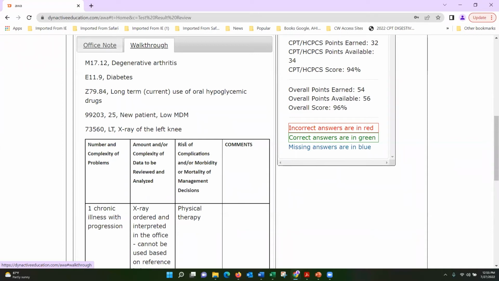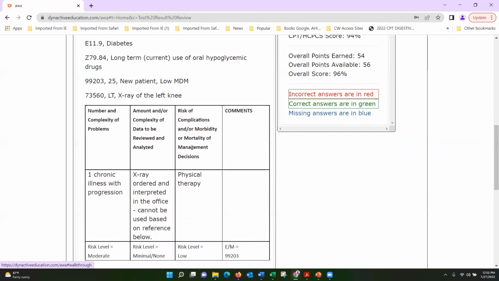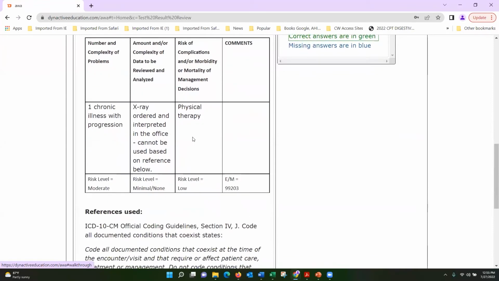Okay, now we've got to do our E&M and look at this to see what level we want to put this in. We've got a chronic illness with progression. That gives us a moderate, doesn't it?